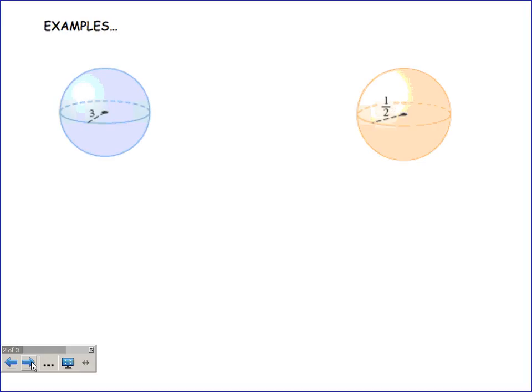4/3 pi r cubed. What's our radius in this case? 3. So our radius equals 3. When we calculate this, we're going to do 4 times pi times r, which is 3, cubed, and we're going to divide that whole thing by 3. 4/3 is the same thing as multiplying by 4 on top and dividing the whole thing by 3. So it's just an order of operations thing. It's not really a huge deal.